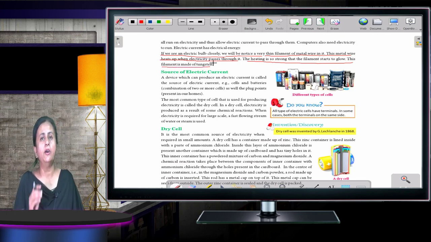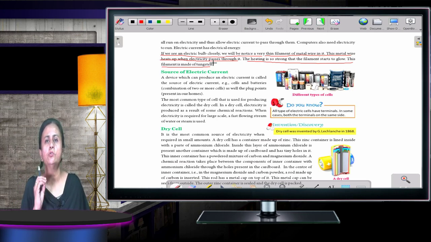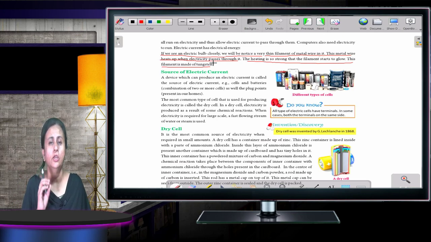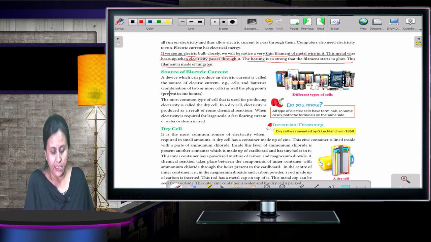Okay. Whenever you switch off the bulb, you can see a thin filament is there and that is made up of tungsten. The moment you switch on and let the current pass through it, the filament starts glowing and that emits the light. Fine. Now, what are the sources of electric current? A device which can produce an electric current is called the source of electric current.